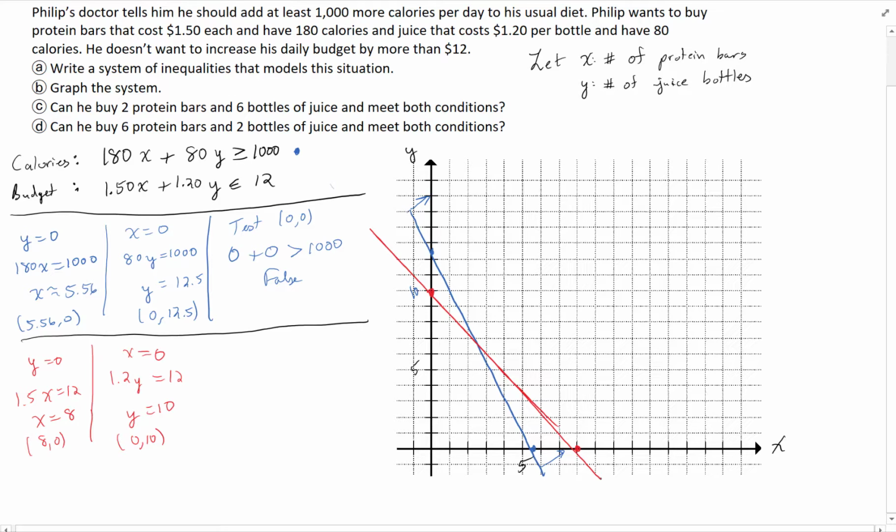And I'll test the point, again, I can test 0, 0. And that would give me that 0 plus 0 is less than 12, which is true. So I'd be shading below that red line. Now also, realistically, you have to have a positive or 0 number of protein bars and juice bottles. So the region representing the solution that's above the blue, below the red, but where all values are 0 or positive, would be this triangular region right there.